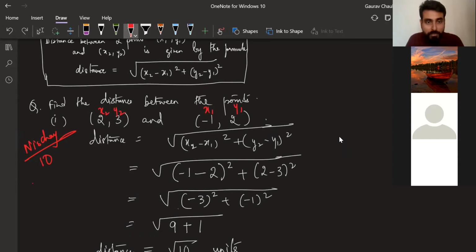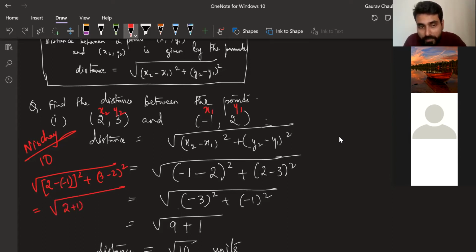Let me do it here. Root over, if I take 2 as x2, I'll get 2 minus 1 there. So 2 minus minus 1, the whole square, plus y2 is 3 minus 2, the whole square. What do I get? 2 plus 1 the whole square plus 1 the whole square. That gives me root over 3 square plus 1 square, which is 9 plus 1, equal to root 10 only.